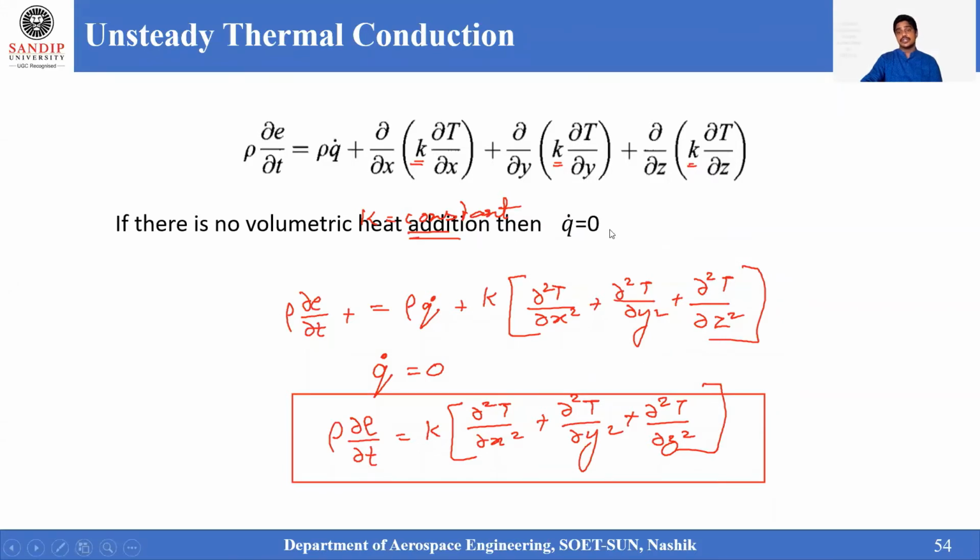If there is no volumetric heat addition, then Q dot is going to be 0 in that case. So my resultant equation can be simplified to this one. That is rho into dou E by dou T is equal to K into dou square T by dou x square plus dou square T by dou y square plus dou square T by dou z square. Right? So that is the equation I have brought when there is no volumetric heat addition in this particular fluid flow or in this particular problem.